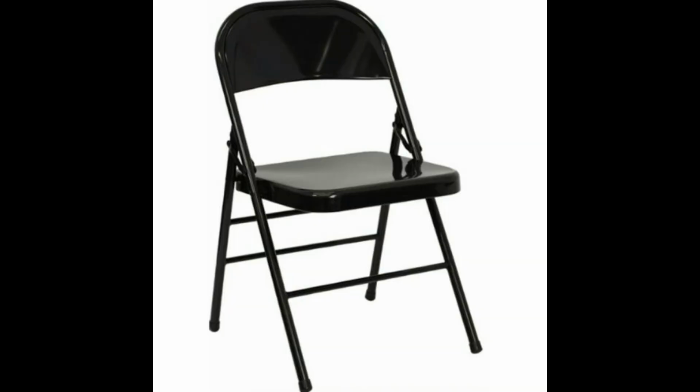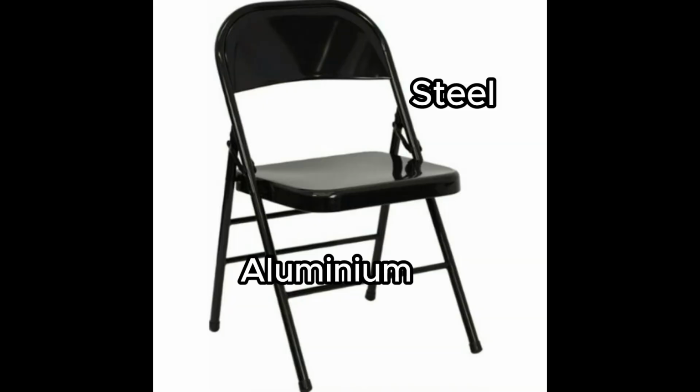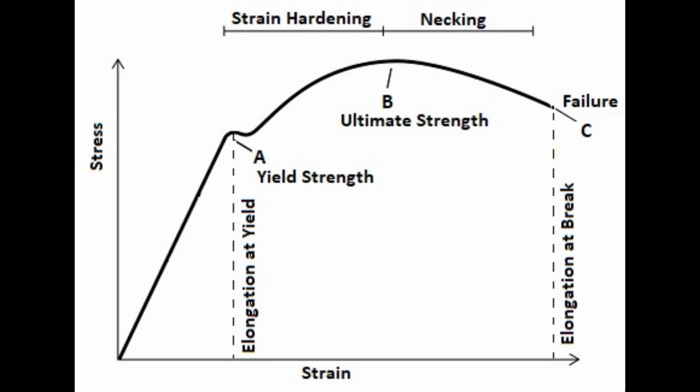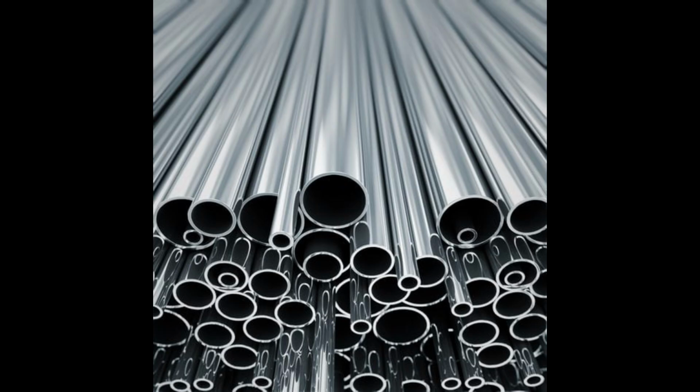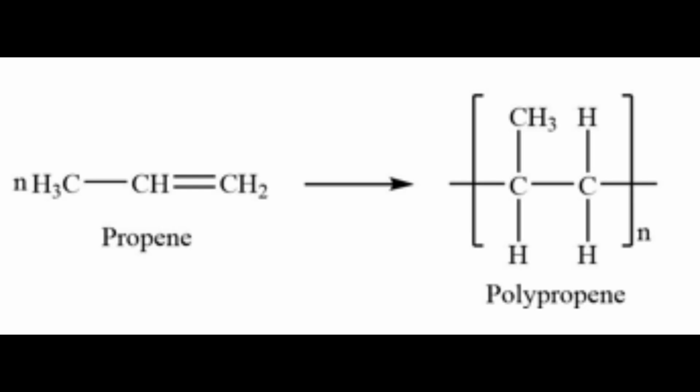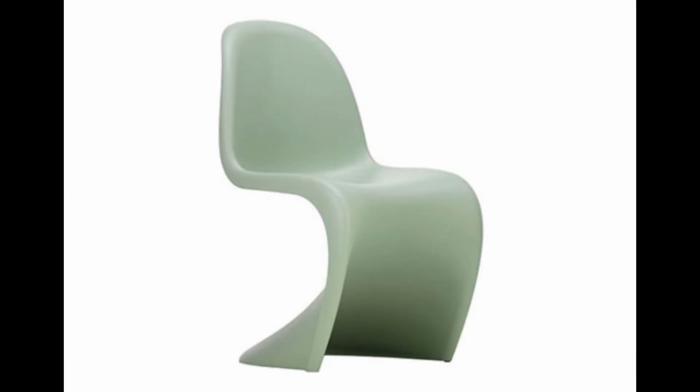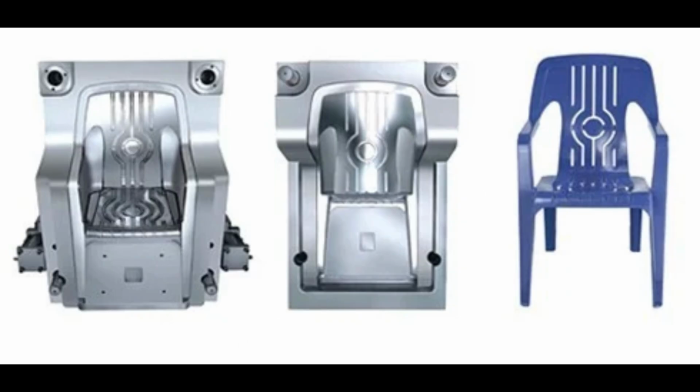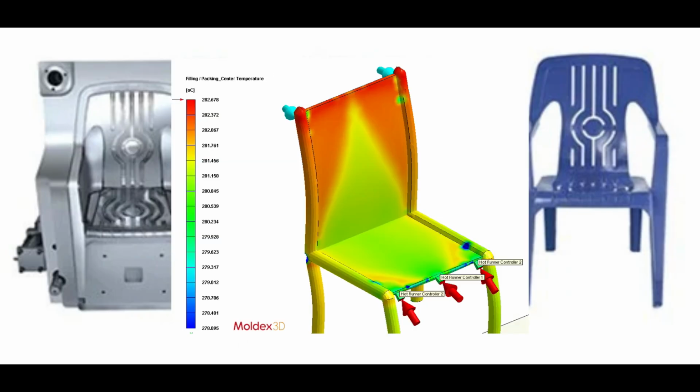Metal chairs are often made of aluminum or steel, which have high yield strength, the point where they permanently deform under stress. Tubular metal structures maximize strength while minimizing weight. Plastic chairs use polypropylene or polycarbonate, which distribute stress evenly due to their flexible yet durable nature. Injection molding allows for complex shapes that eliminate weak points.